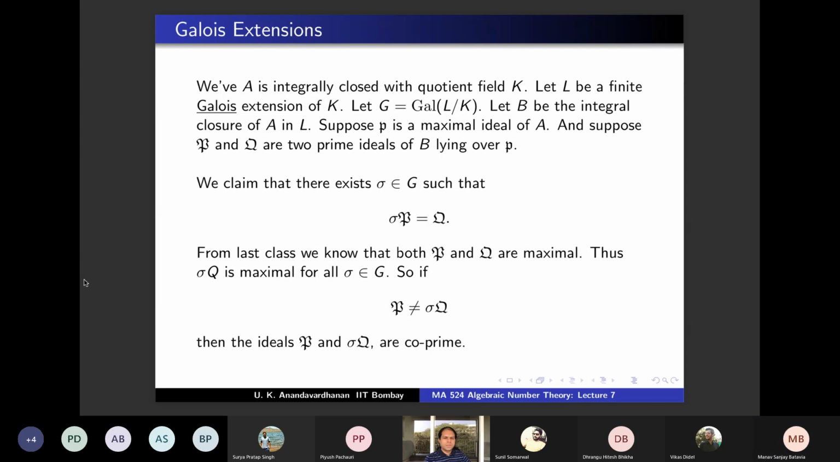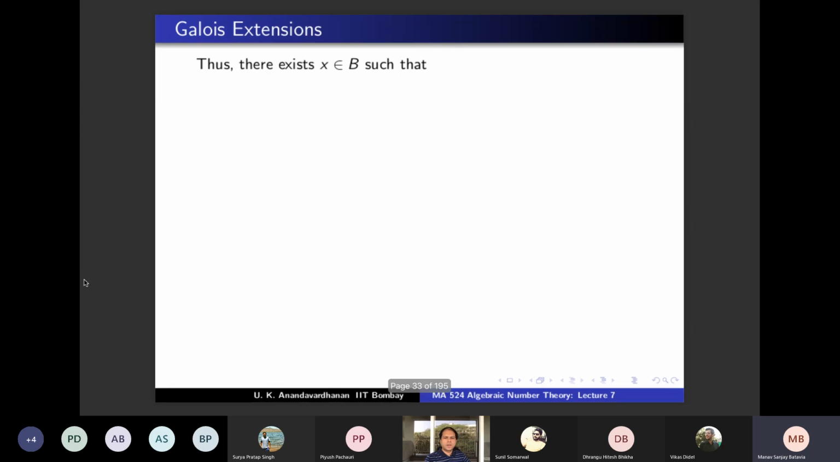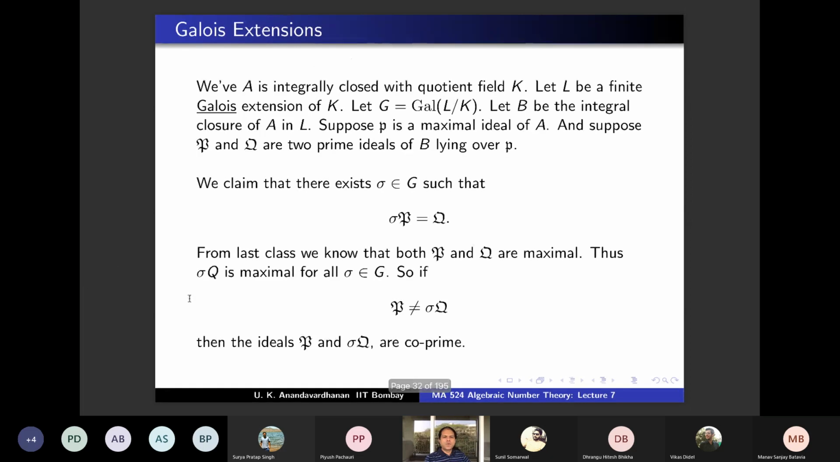Chinese remainder theorem. CRT, Chinese remainder theorem. So by the Chinese remainder theorem, if I give you x1 and x2 in your ring B, these are ideals in B. If I give you x1 and x2, then I can find an x in B which is congruent to x1 mod P and congruent to x2 mod this.